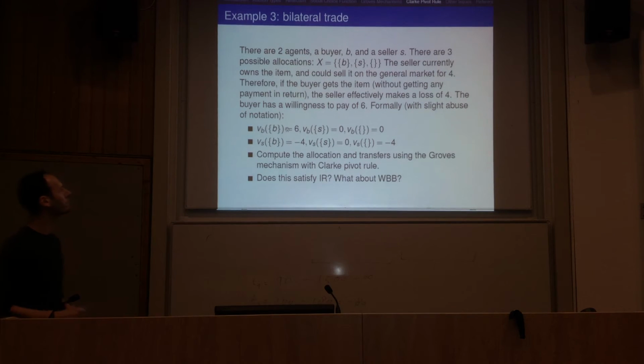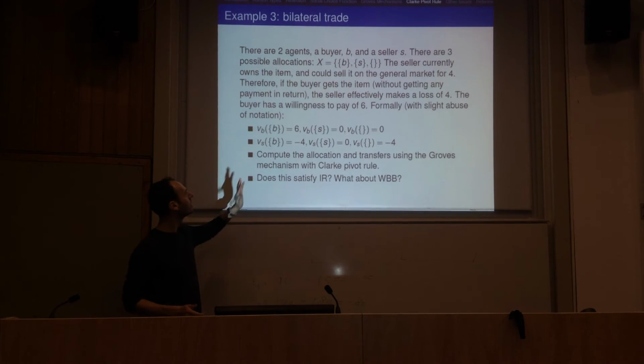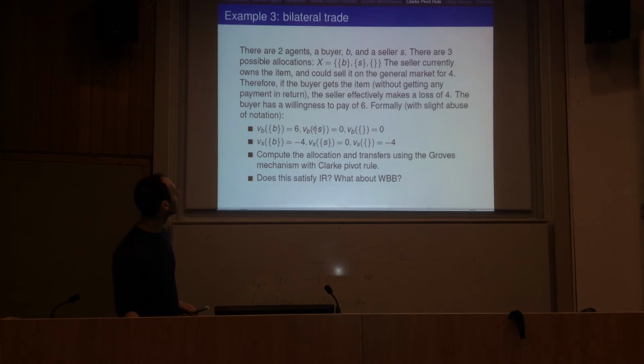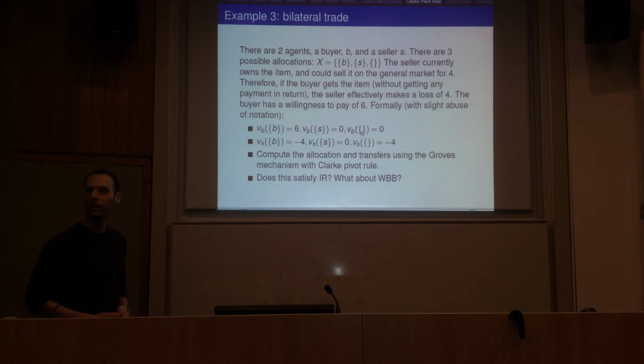So I'm giving all the specifications here. We're not looking at transfers yet, so just basic value. The value for the buyer for getting the item is 6, so his utility will be 6, if we ignore the transfer. The utility for the buyer if the seller gets the item is 0. And the utility of the buyer if the item gets thrown away is also 0.